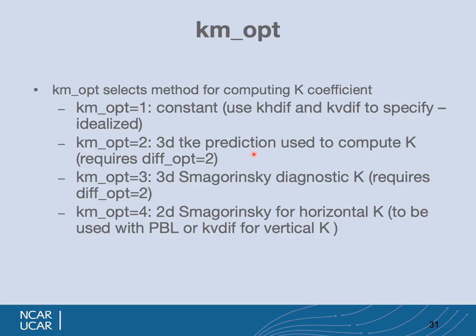km_opt 2, as I mentioned, is the TKE prediction option. km_opt 3 is the Smagorinsky option. km_opt 4 is the one you would use for real data cases where diffusion is only used in the horizontal direction. So for that we have a special two-dimensional Smagorinsky K calculation called 2D Smagorinsky. And this will be the default in your real data cases where you're running a PBL scheme and then only using the horizontal diffusion from the model's diffusion schemes.